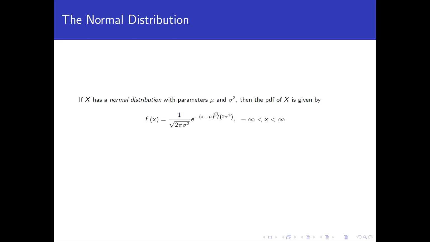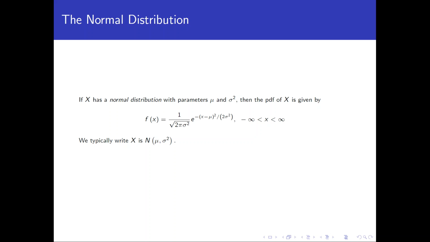Alright, so in this video we're going to talk about the normal distribution. So we say that x has a normal distribution with parameters mu and sigma if its PDF is given by this expression. So we have 1 over the square root of 2 pi sigma squared e to the minus x minus mu quantity squared over 2 sigma squared. We typically write x as normal of mu sigma.